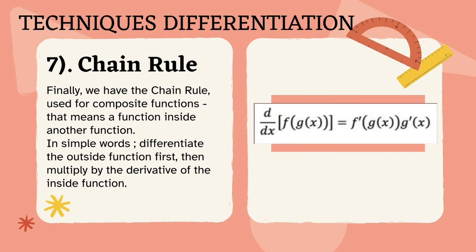Finally, we have the chain rule, used for composite functions. That means a function inside another function. In simple words, differentiate the outside function first, then multiply by the derivative of the inside function.